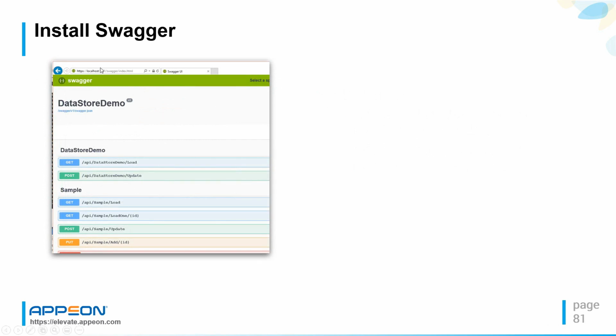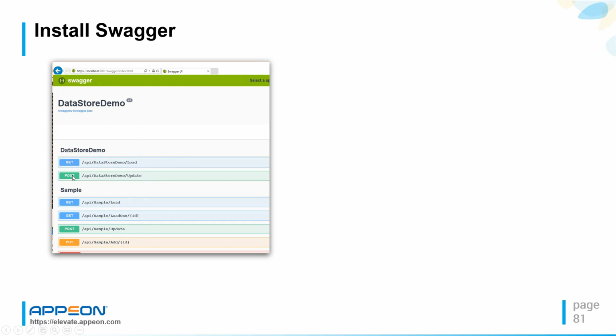So I press F5, it recompiles. I go to the URL that I said Swagger was going to listen on, and I get this page. So there's the title I said I was going to provide. There's my data store demo web service. This was a sample that was automatically generated when I created the ASP.NET Web API service. You can ignore that. But notice, there's my data store demo. There's the load method. There's the update method.